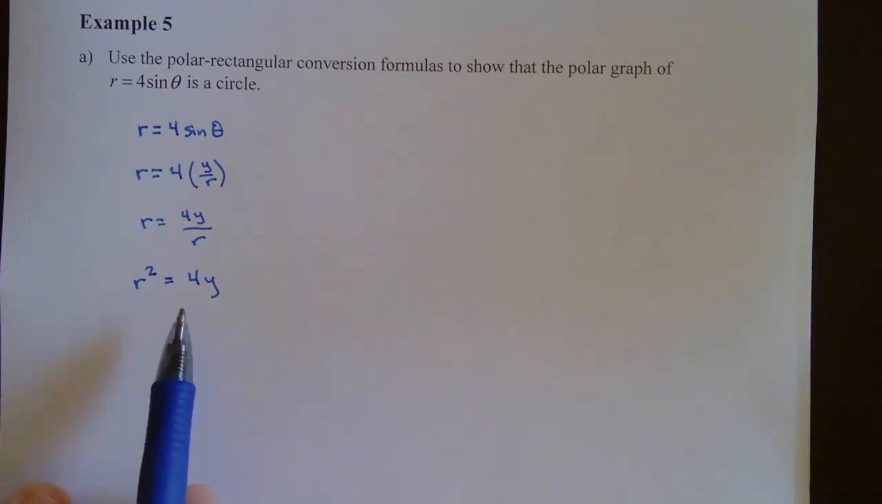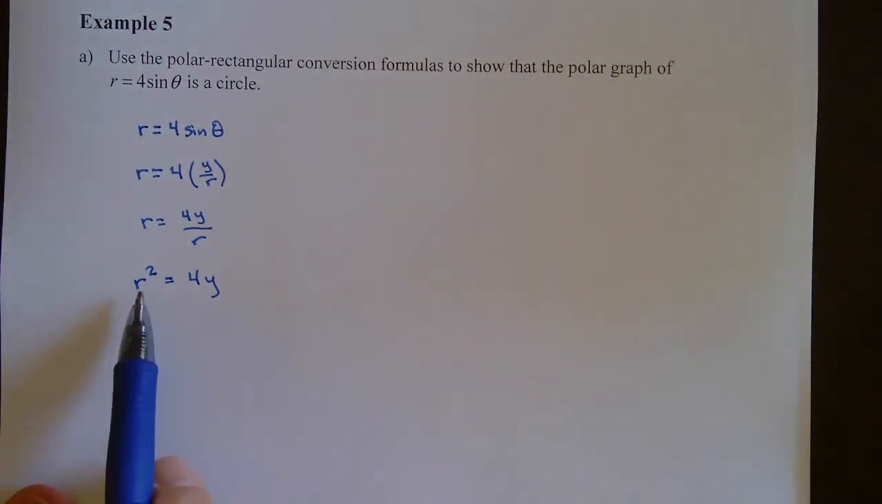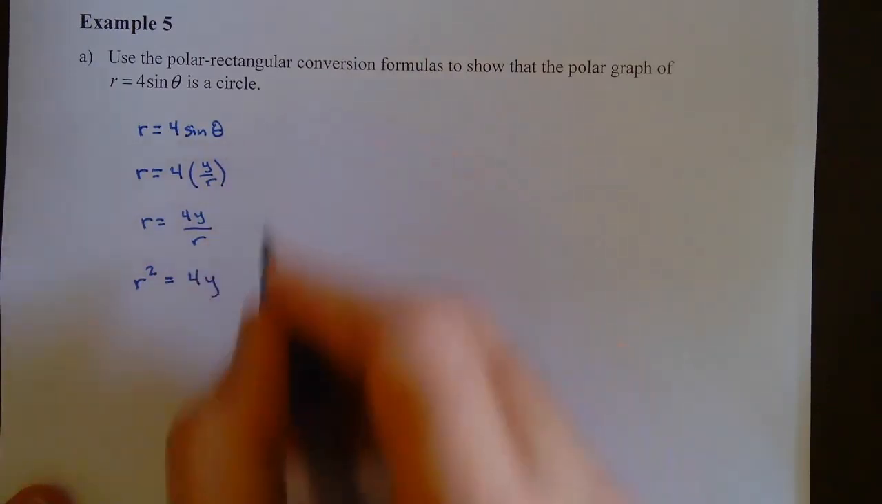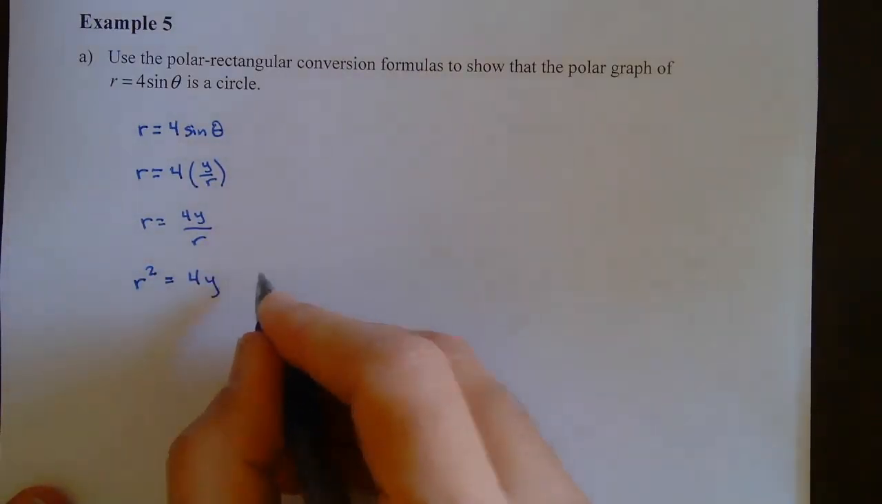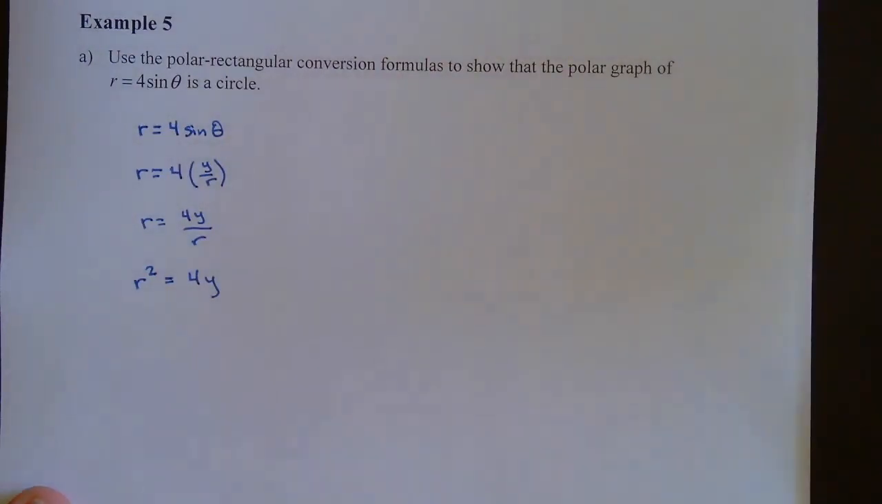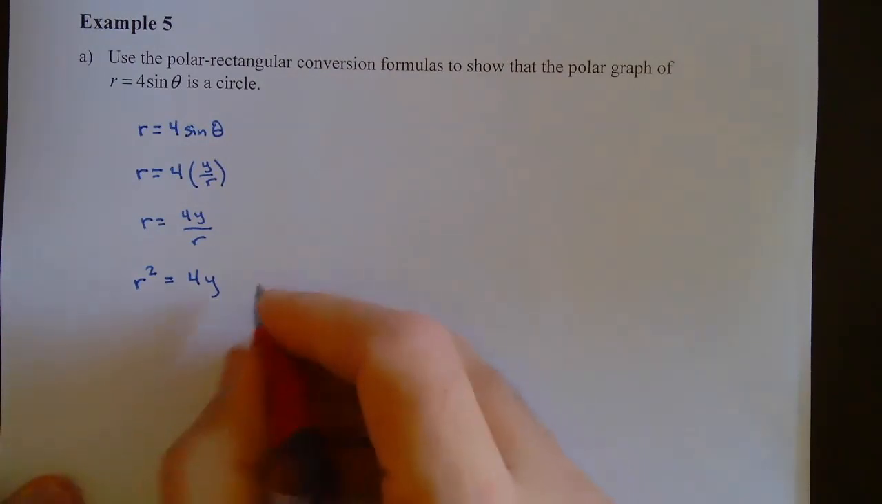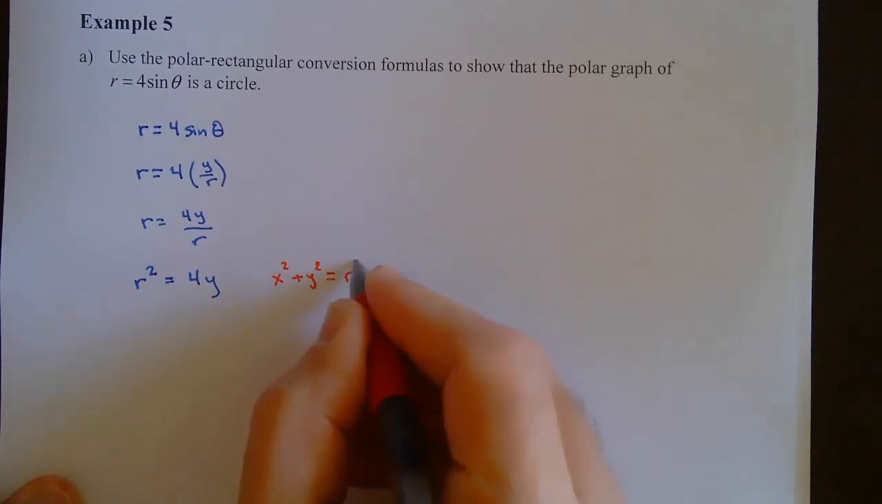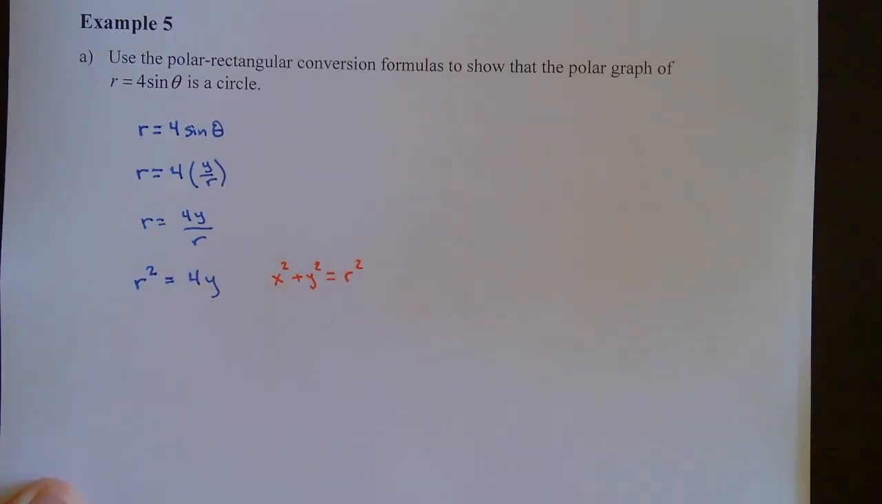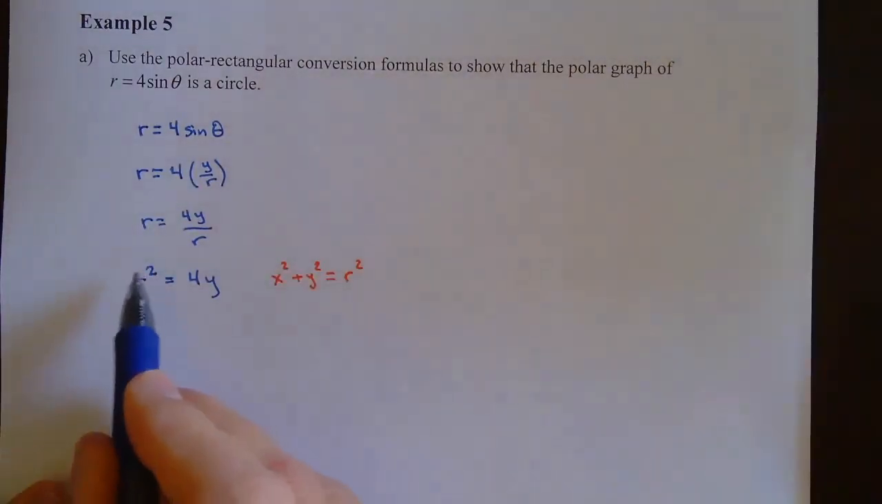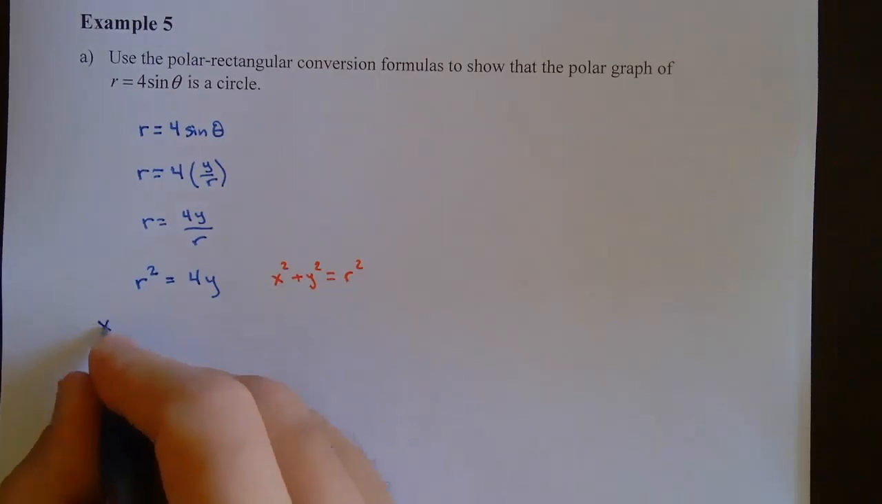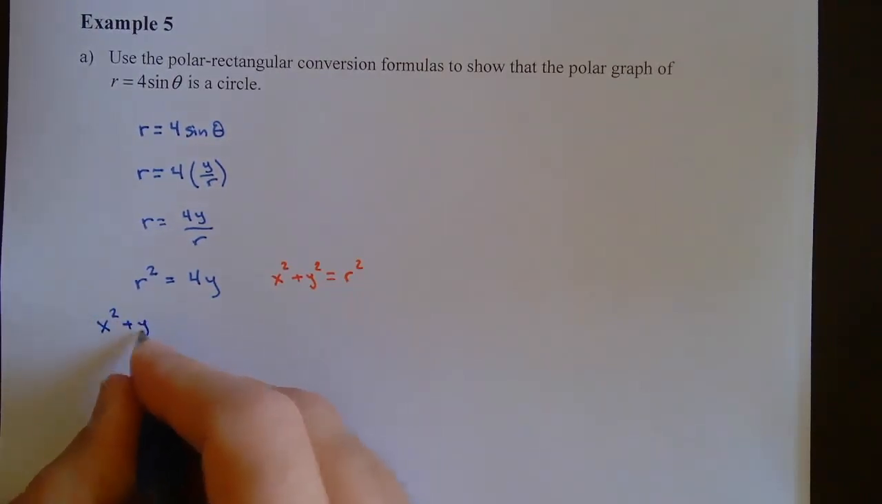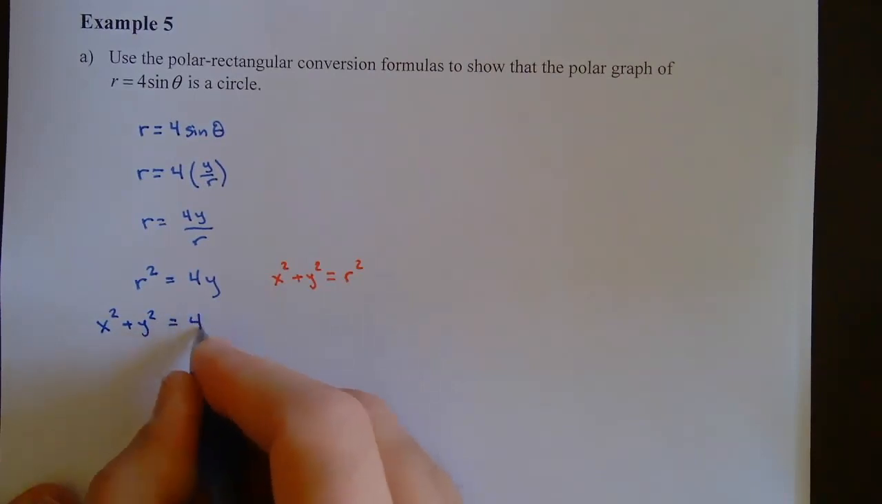Okay, so here we go. Okay, so what can we do with this? Well, we know, Pythagorean theorem, that r squared is equal to x squared plus y squared. I'm going to do that in a different color here. So we know that x squared plus y squared is equal to r squared. So it's always good to get r squared because you can replace it with x squared plus y squared. Okay, so this is going to get replaced with x squared plus y squared equals 4y.